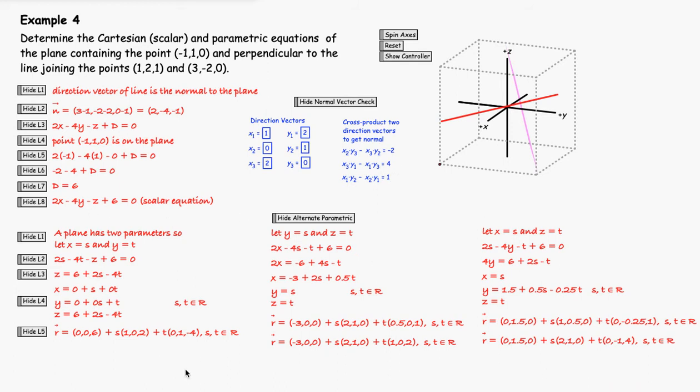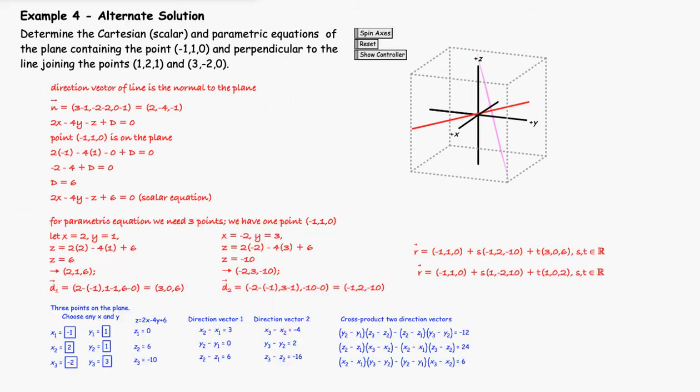So if you have the Cartesian equation and you've been asked to find a parametric or a vector equation, once you've found your direction vectors, time permitting, take the cross product of those 2 direction vectors and ensure that what you get back is a scalar multiple of the normal.